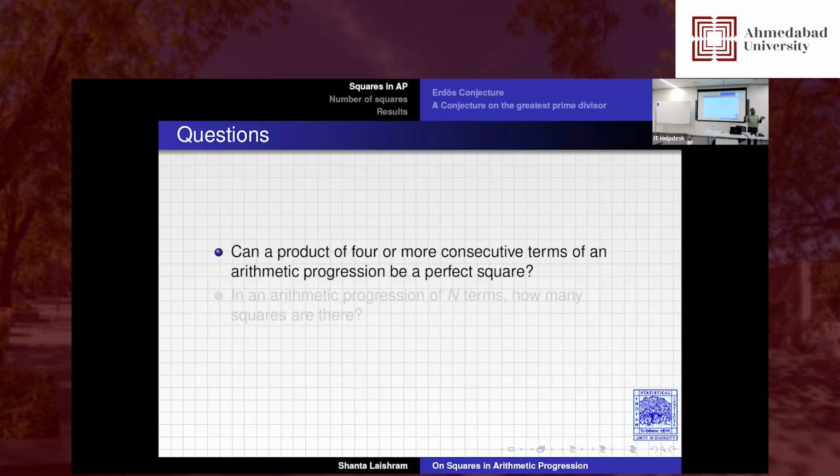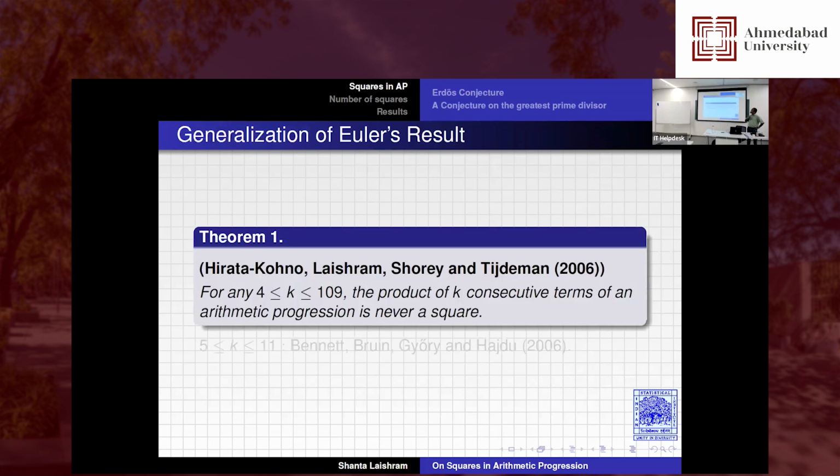So can a product of 5 consecutive terms, or 6 consecutive terms, or any given number k of consecutive terms, be a square? The second problem which can occur is: take any arithmetic progression of length n, how many squares can we expect? So these are two important questions coming from that one. Now I'll first consider the first question.